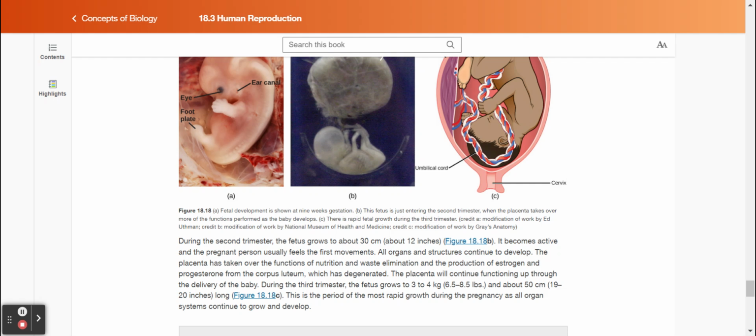During the third trimester, the fetus grows to 3 to 4 kilograms, 6.5 to 8.5 pounds, and about 50 centimeters, or 19 to 20 inches long. This is the period of the most rapid growth during the pregnancy, as all organ systems continue to grow and develop.